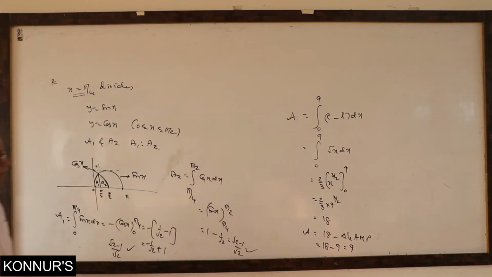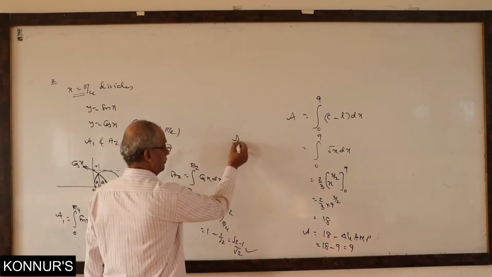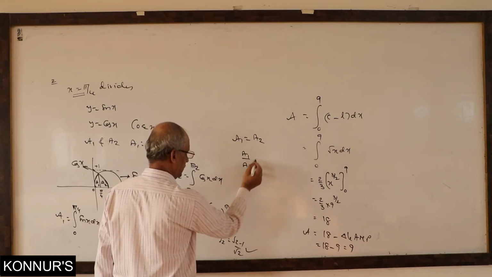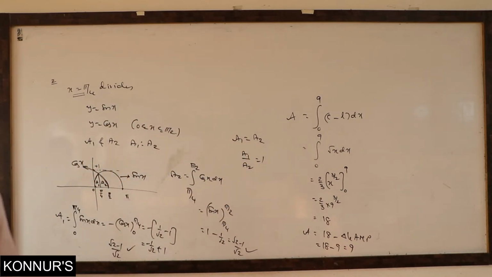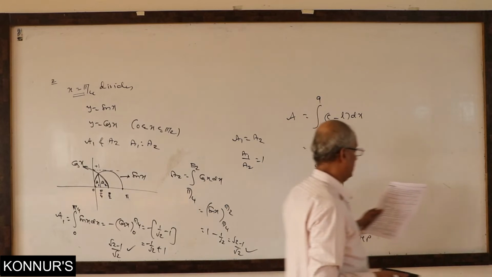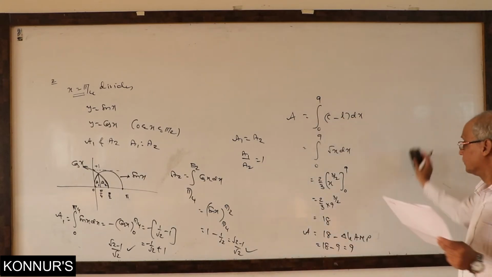What is the observation? Both are equal. A1 equals A2. When they are equal, what is the ratio? It must be equal to 1. So it is a simple, direct problem. The ratio is 1.